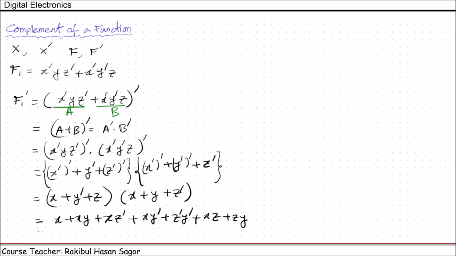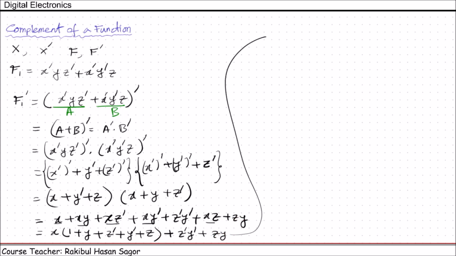Okay, let me do the simplification. Take x common from here: 1 plus y plus z prime plus y prime plus z plus z y prime, y prime plus z y. Now 1 plus any variable will return you 1. Finally, we'll get x plus z y plus z prime y prime. So this is the simplified version.